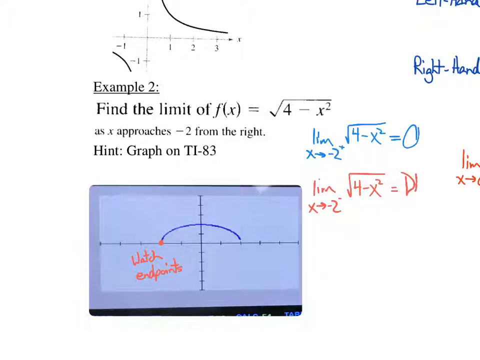Notice here, the right-hand limit does exist, it equals 0. The left-hand limit does not exist, because there's nothing to the left. Taking this another step, what would we say about the limit as x approaches negative 2 of the square root of 4 minus x squared? Does not exist. Both sides have to exist and have to be equal.